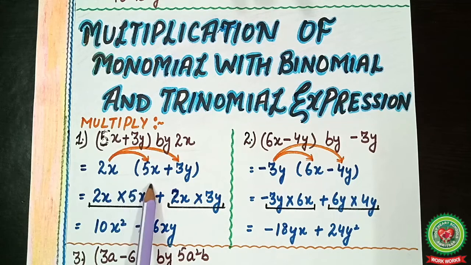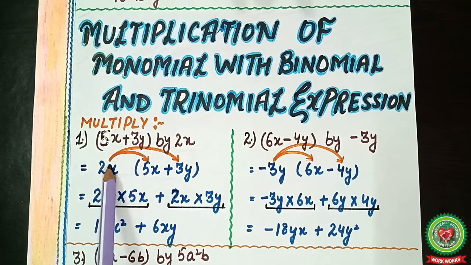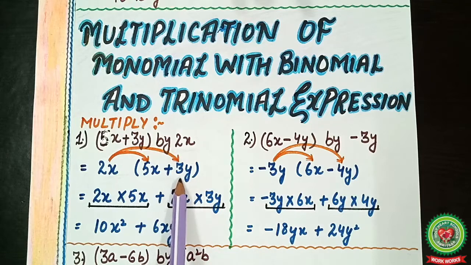Now the next step is that you have to multiply this 2x with the first term of this expression. As I have put the arrow here, 2x will first multiply with 5x, and again 2x will multiply with plus 3y, right? So here is the solution. First of all, you will write 2x multiplied with 5x plus 2x multiplied with 3y, right? Now you will underline them so that you will not get confused.